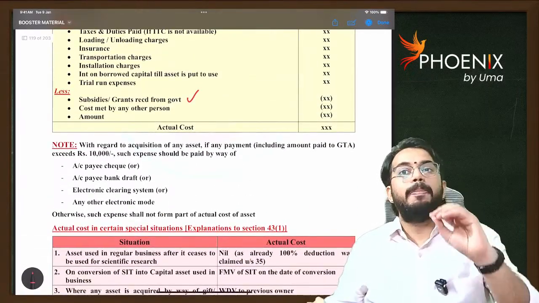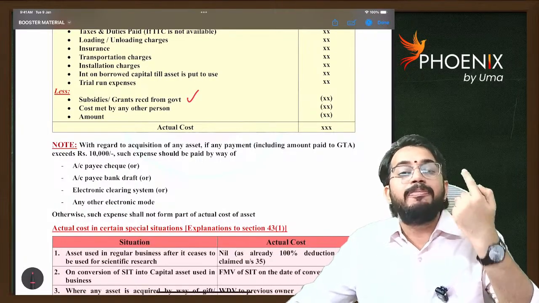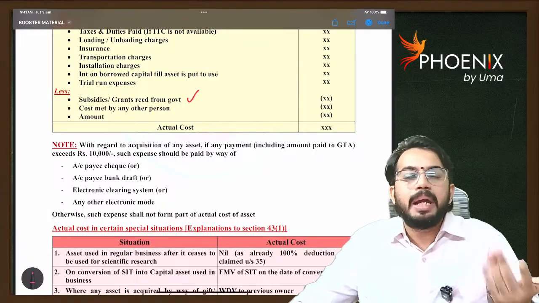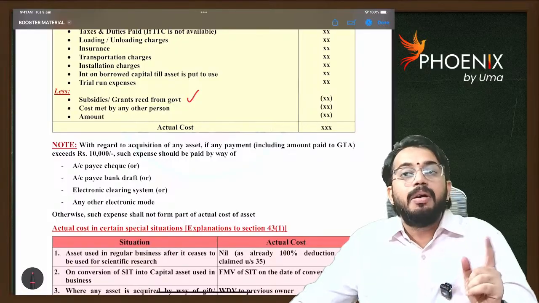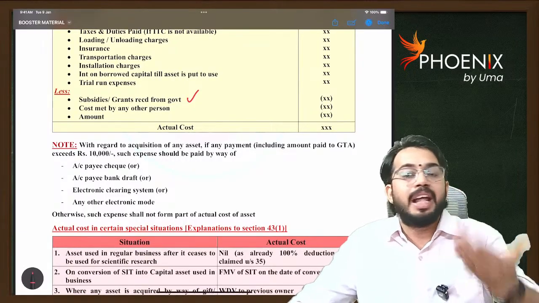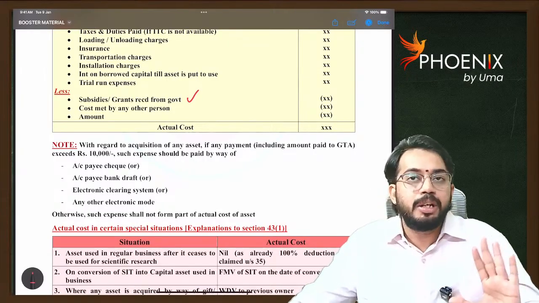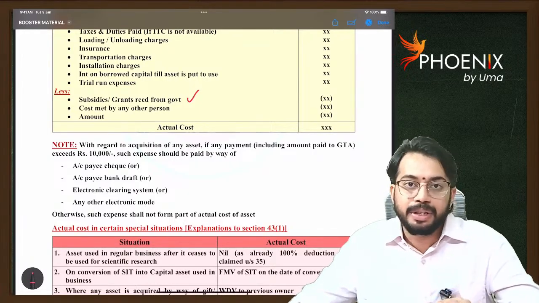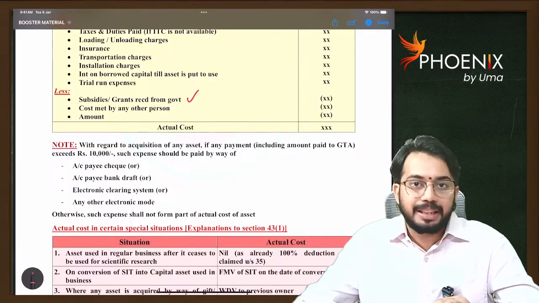Next, whenever you are purchasing any asset, you should make payment by way of bank transaction. If the value of the asset is up to 10,000 rupees, you can make payment in cash. If it is more than 10,000 rupees, then per person per day, you should make bank payment for more than 10,000 rupees expenditure. Are you able to understand? Mandatorily, you should make payment by way of bank transaction if the expenditure is more than 10,000 rupees when you are purchasing the asset or incurring the incidental expenses. Are you able to understand?